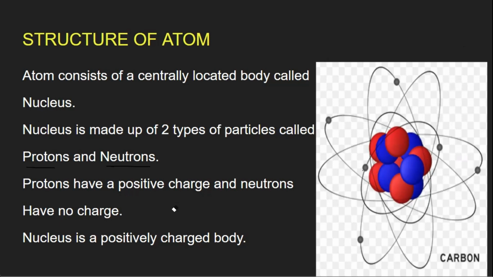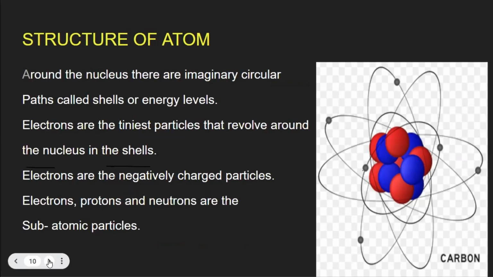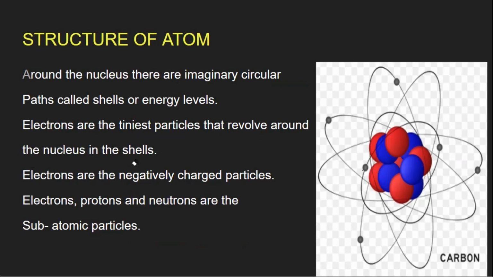Around the nucleus, there are imaginary circular paths, which are called shells. And in the shells, very tiny particles with negligible mass, called electrons, revolve around the nucleus, and each electron has a -1 charge. Now see that this is the structure of an atom, and electrons, protons, and neutrons are called subatomic particles. What are subatomic particles? Atom itself is a small particle. So the particles inside the atom are called subatomic particles.